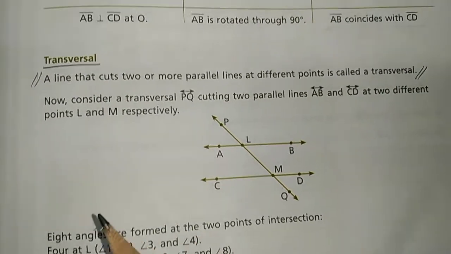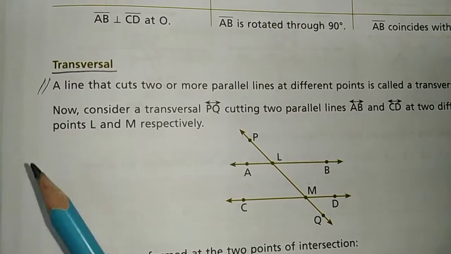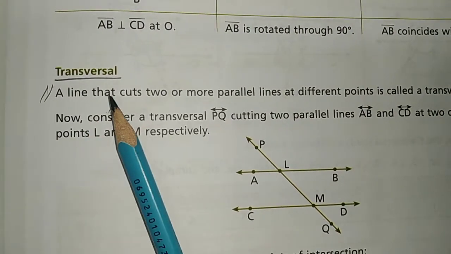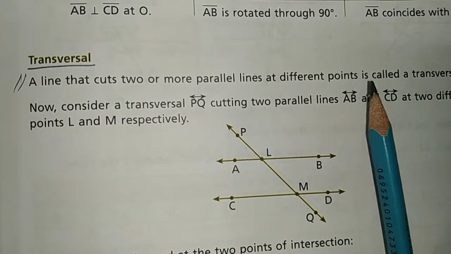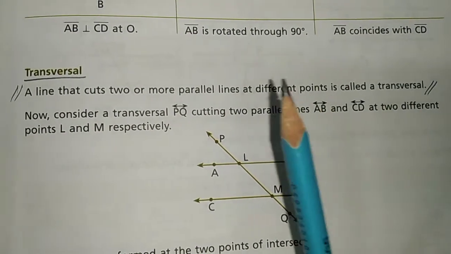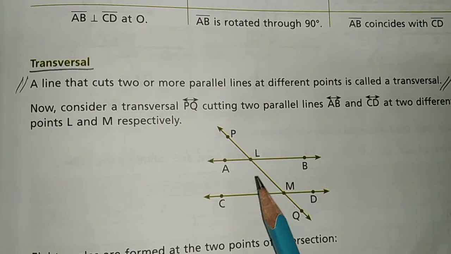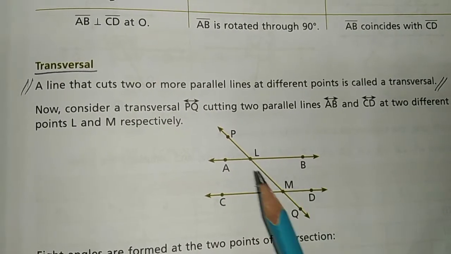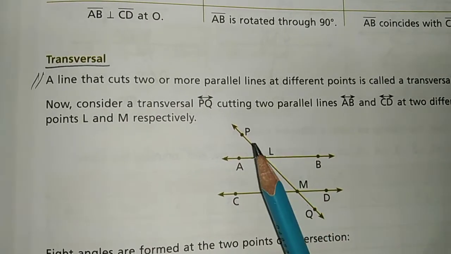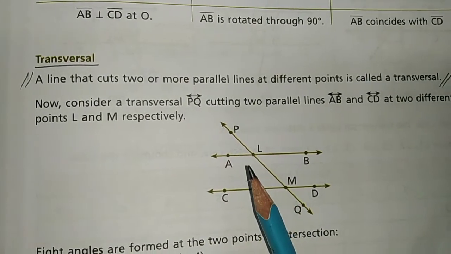Okay students, now the next topic is transversal. A line that cuts two or more parallel lines at different points is called a transversal. अगर दो या दो से ज़्यादा parallel lines हों और उनको एक line different points पे cut कर रही हो तो इस line को हम क्या कहेंगे? Transversal. Like PQ is the transversal.